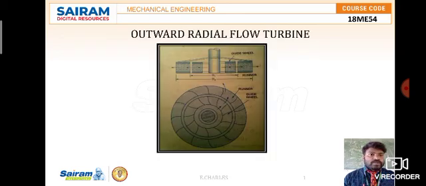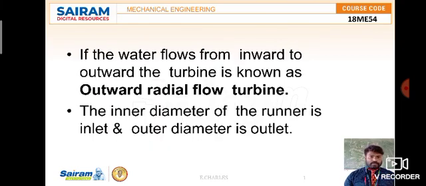Here in this outward radial flow turbine, we can see water from the center moves out. That is how it goes outwardly. That is nothing but an outward flow radial turbine. It is clearly given. When the water flows from inward to outward, the turbine is known as an outward radial flow turbine. The inner diameter of the runner is the inlet and the outer diameter is the outlet.